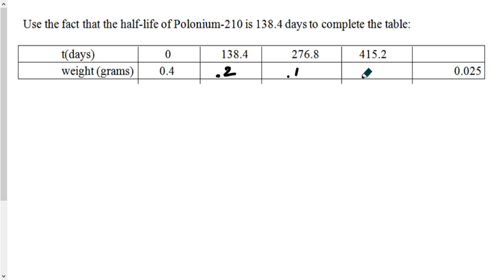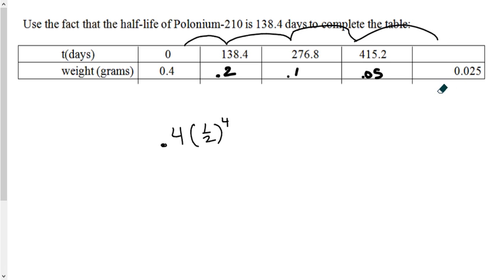And you're going to have half of that. You see, what this is saying is every 138 days, you will only have half of what you started with. And so if you think about this, we've got 1, 2, 3, 4 halvings. And that's kind of like saying just start with 0.4 and let's multiply it by a half 4 times, right? Because we would have 4 halvings in order to get there.